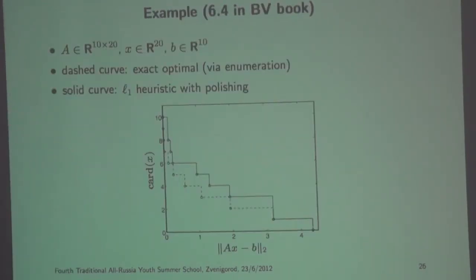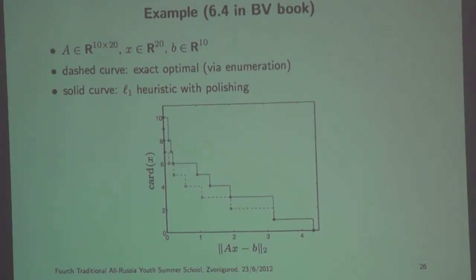This is an example from my book, example 6.4. It's a small problem. It's a regression problem in R^10. You want to match a vector b in R^10. You're given 20 regressors, and you want to select. You want to get a good fit, and at the same time you want a small number of regressors. Some of these you can solve exactly. If I ask what is the solution of cardinality 0, that's simple. Cardinality 1, I just find the column which has the smallest angle with respect to b, and so on.